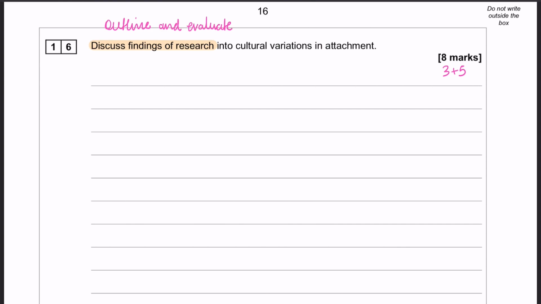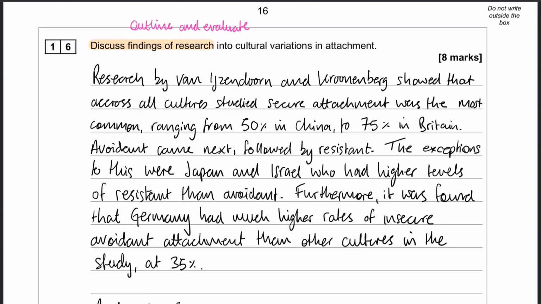You don't have to talk about multiple studies, although you can if you want. You could just talk about one. And that's what I'm going to do, because I'm going to talk about the Van Eysendorn study. I'll show you the answer in a minute. Just as a heads up, I do only have 2 evaluation points, but they are also quite detailed, and so that is going to be plenty for me. So let's go ahead and have a look at this essay. We'll start with the outline.